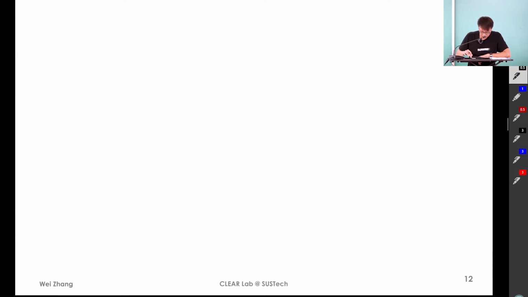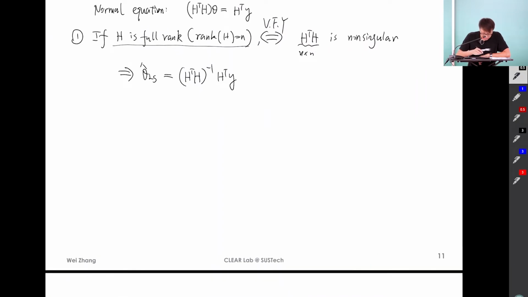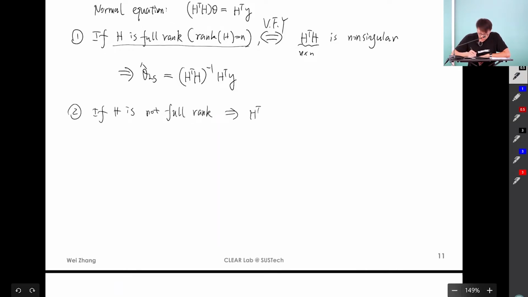Let's see. Another case: let's say H is not full rank. Suppose it's not full rank, what will happen? Because if and only if, right? So H transpose H is singular. It's a square matrix, it's singular. Can you invert it? No, right? So my question is, what can you say about the solution of the least square problem in this case? Do they have a solution?